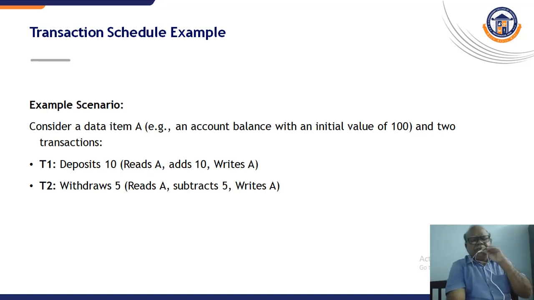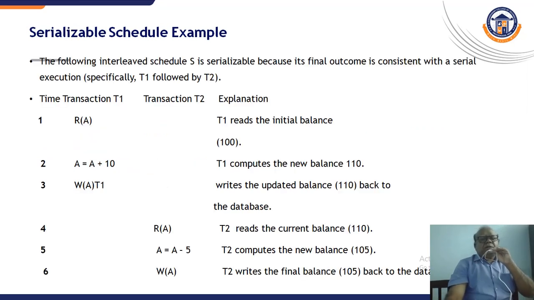Example scenario: consider data item A, an account balance with initial value 100, and two transactions. T1 deposits 10, T2 withdraws 5. T1 reads the value of A, adds 10, writes A. T2 reads the A value, subtracts 5, writes A. And this is a sample schedule for that. You can see here it is a serializable schedule, one after another.